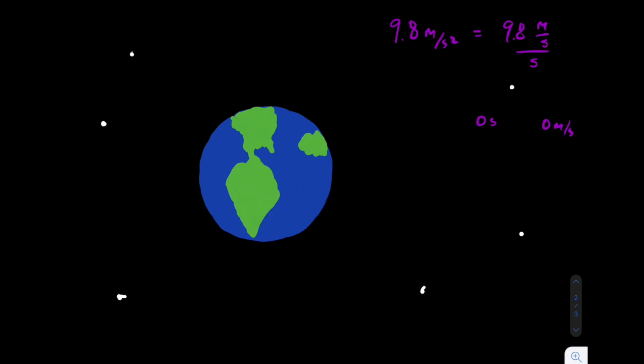So if you drop something, its velocity starts at 0. So at time 0, its velocity is 0 meters per second. As it falls down towards the Earth, it is going to speed up. So after 1 full second, your speed is now 9.8 meters per second, because your speed increases as a result of the acceleration due to gravity at 9.8 meters per second every second. So after 2 seconds, it's 19.6 meters per second, and so on. 3 seconds, 4 seconds, and so on.